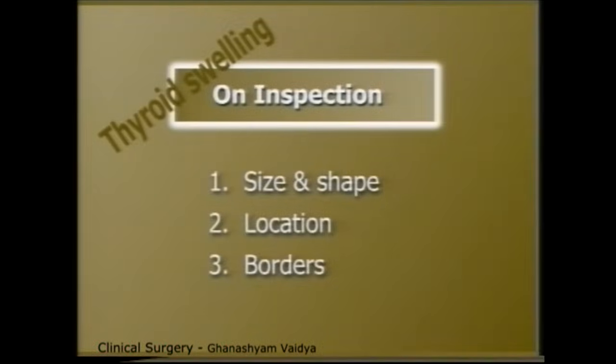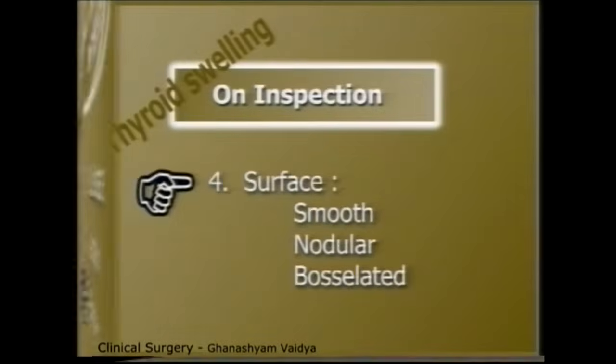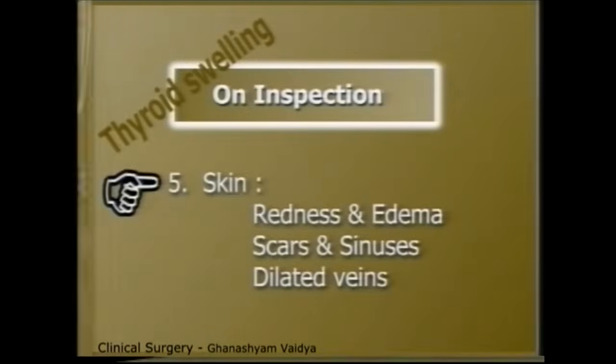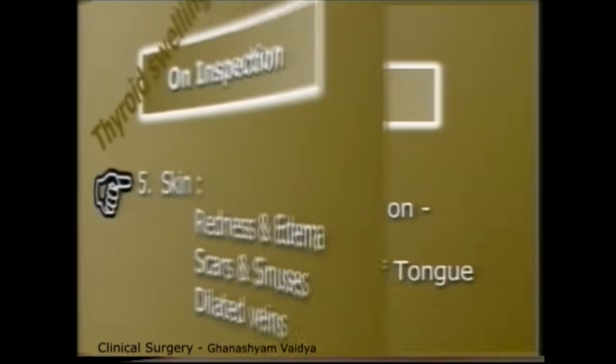To revise, on inspection, first note the size and shape of the swelling, its location, and its borders in relation to the sternomastoid and the suprasternal notch. Then inspect the surface, whether smooth, nodular, or bossellated. Then inspect the skin over the swelling for redness and edema, scars and sinuses and dilated veins.